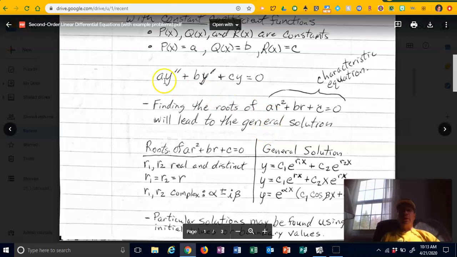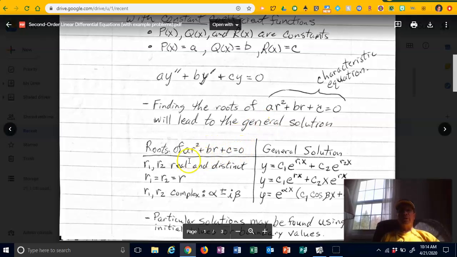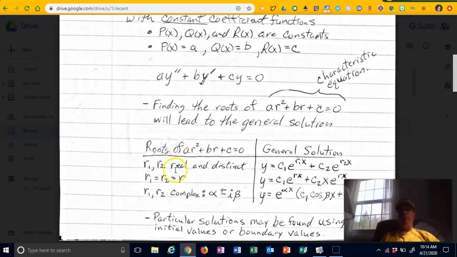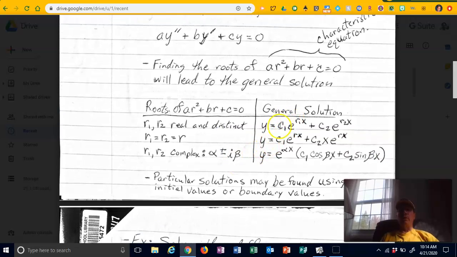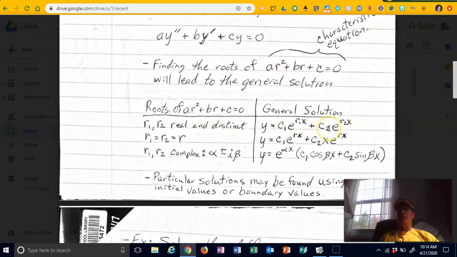So what you'll do is take the coefficients in front of the second derivative, first derivative, and y, form this characteristic equation, set it equal to 0, and solve for r. If you get two r values that are real, which means real numbers, and they are distinct or different, then your general solution to that differential equation will be y equals c sub 1 e to the r sub 1 x, where r sub 1 is one of the roots of the characteristic equation, plus c sub 2, some other coefficient, e to the r sub 2 x, where r sub 2 is the other distinct root. Then you find the c sub 1 and c sub 2 if you had initial conditions. But that's the form of this general solution.